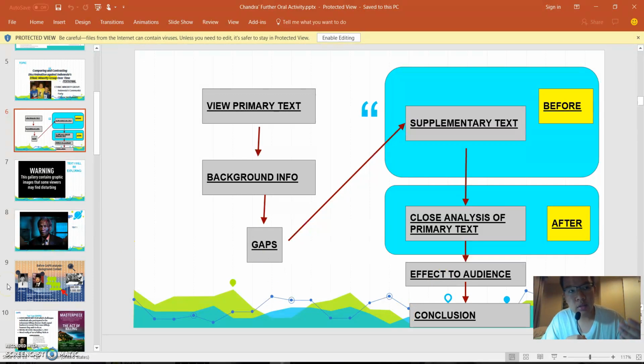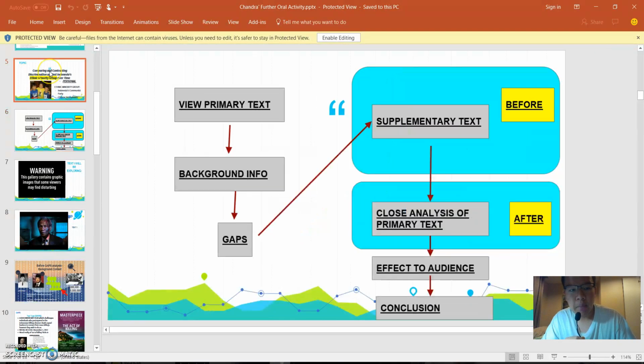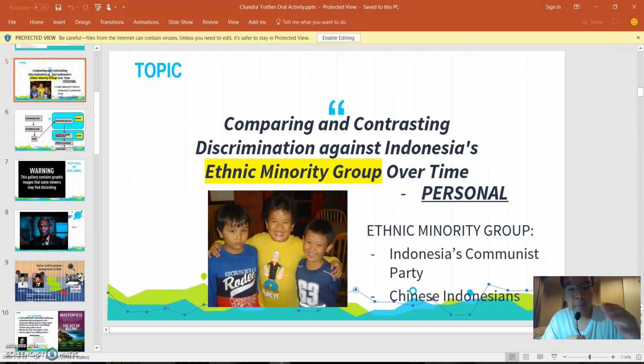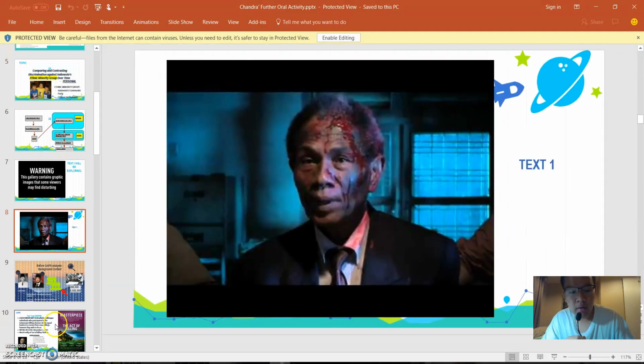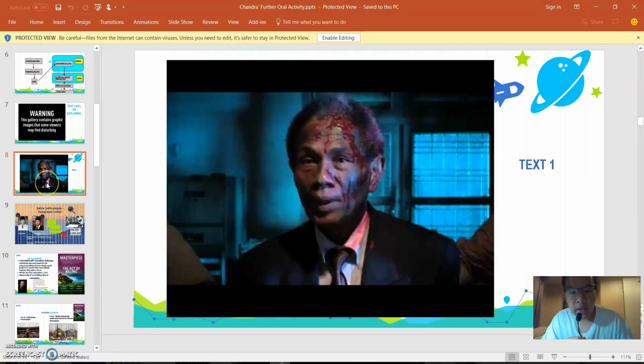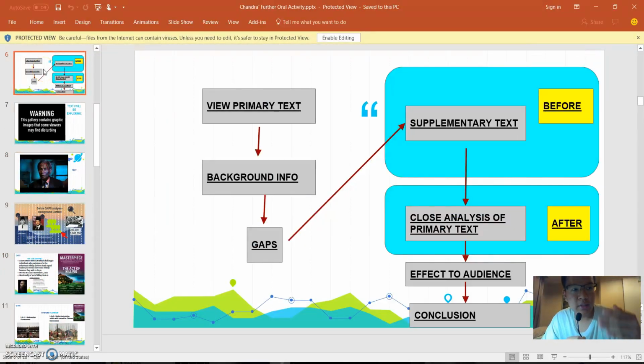I brought together a supplementary text because my one was contrasting and comparing the discrimination over time. So this trailer is actually about what it is currently, right? But the killing or the discrimination currently. But my supplementary text was what is it before. So I don't have any supporting evidence on what it was like before. So I had to bring a supplementary text or a secondary text to help my analysis.